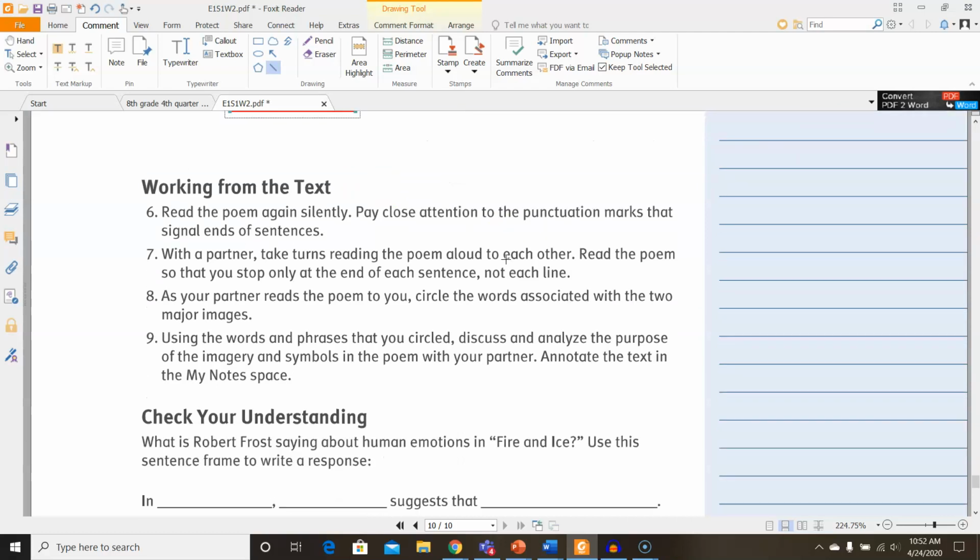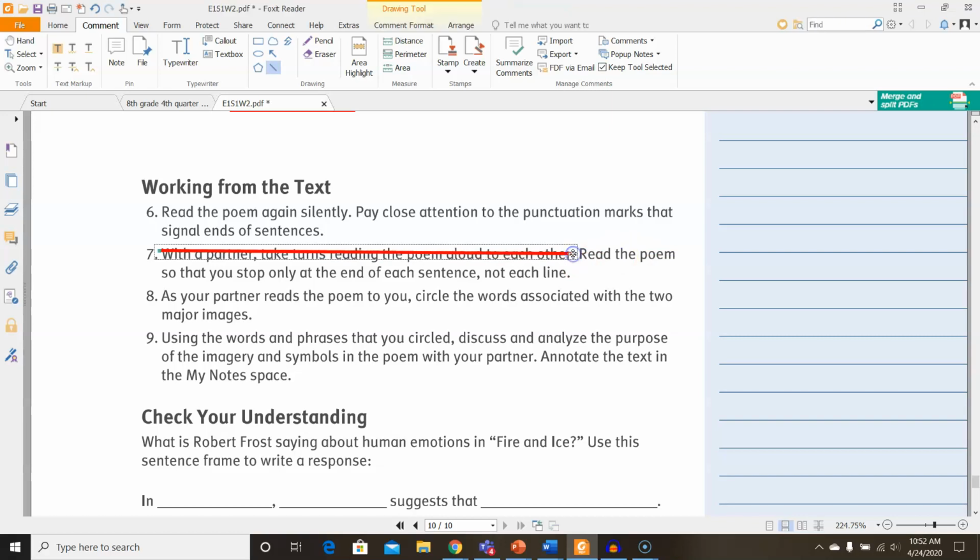And then working from the text, number 6 says, read the poem again silently. Pay close attention to the punctuation marks that signal ends of sentences. So it doesn't say that you have to do anything with that, just that you have to reread it and look at the punctuation marks. So here it says with the partner, we're not doing that.